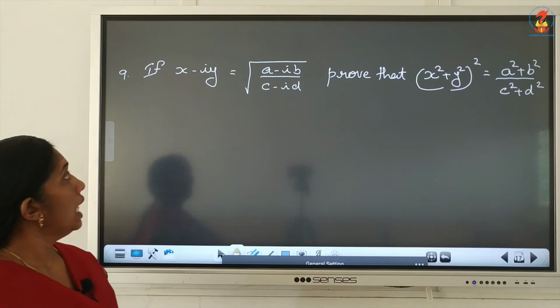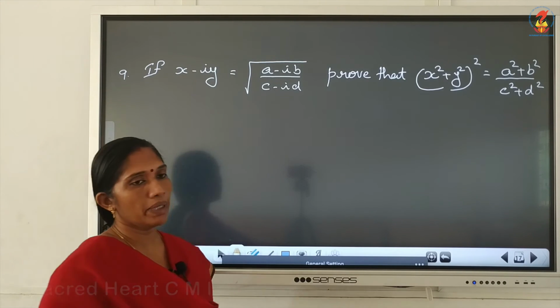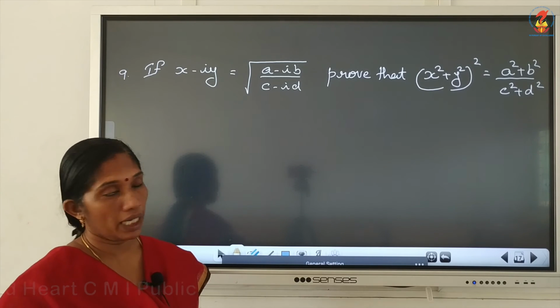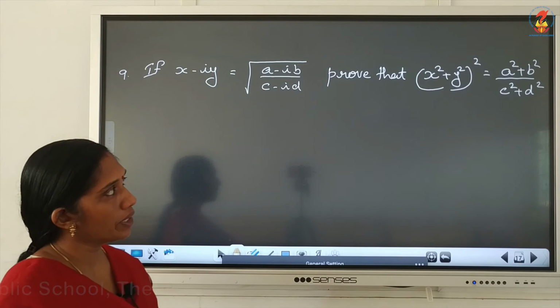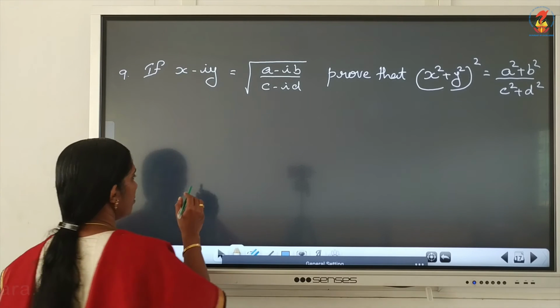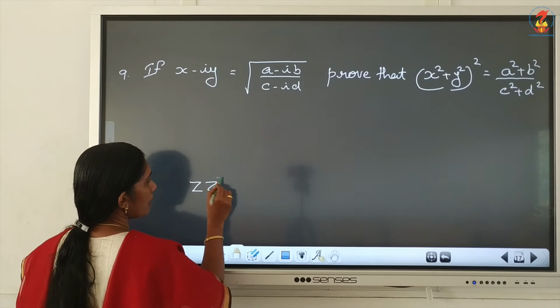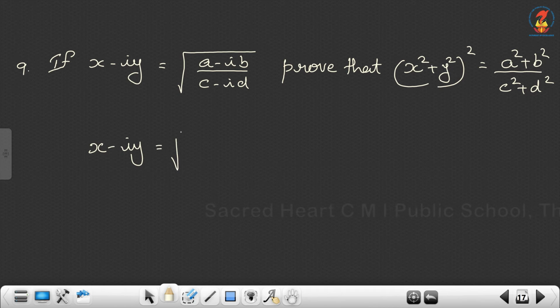The next one: if x − iy is equal to the square root of (a − ib)/(c − id), prove that (x² + y²)² is equal to (a² + b²)/(c² + d²). Here we use the result we have this property: z z̄ is equal to |z|². So here this is a complex number x − iy, that's equal to root of (a − ib)/(c − id).